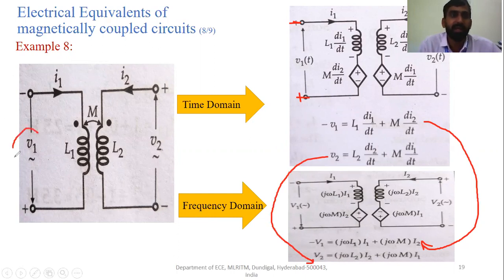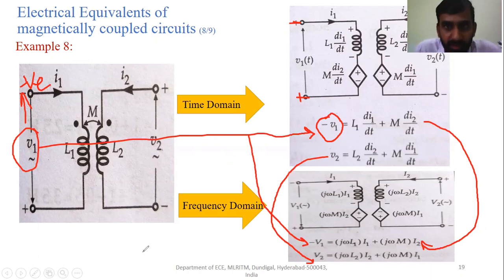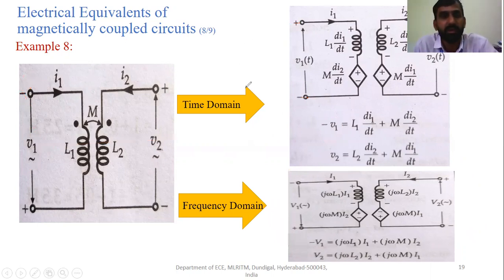As here V1 is negative, right? V1 is negative over here, and similarly here also V1 is negative, right? So this is going to be our equations with respect to the time domain and the frequency domain, right? So now let us move to the other example, where we are going to see some other combination.